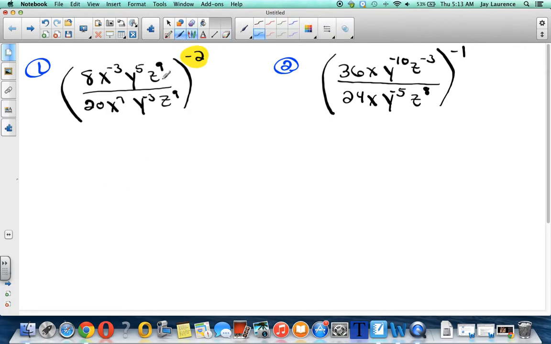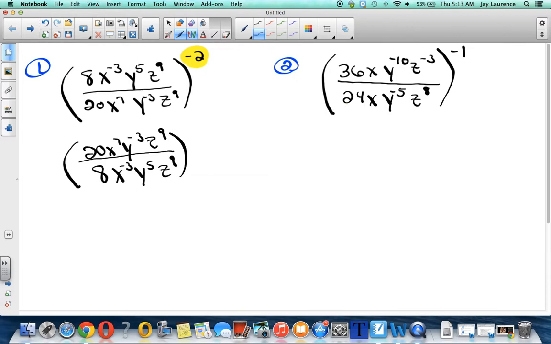So first thing I'm going to do is flip this fraction inside the quantity. So my numerator is going to become 20 x to the 7th, y to the negative third, z to the 9th. And in the denominator, we're going to have 8x to the negative third, y to the 5th, z to the 9th. And then that too can change to a positive.